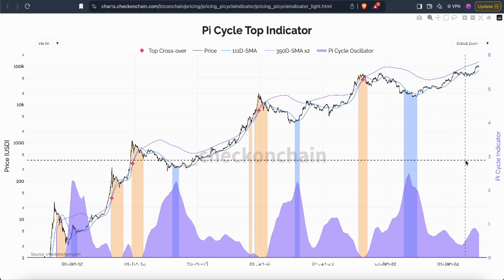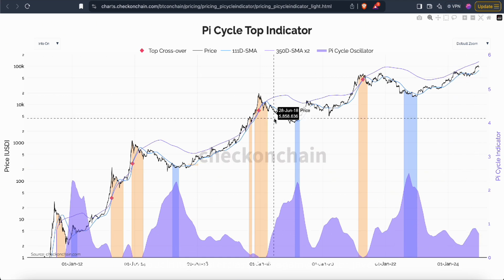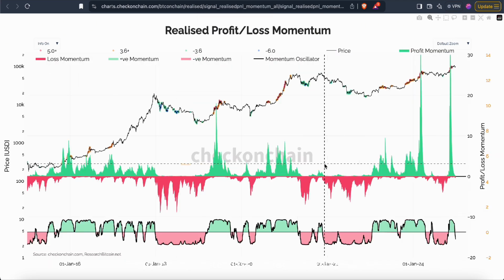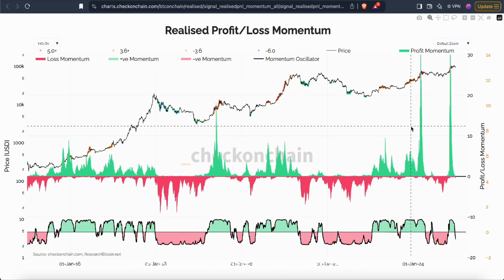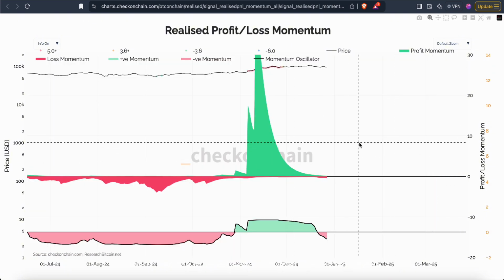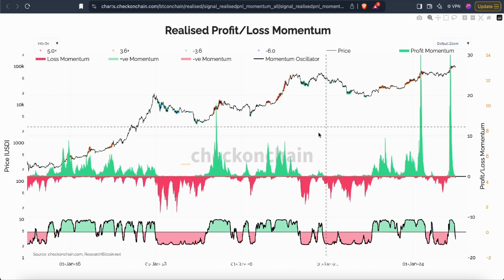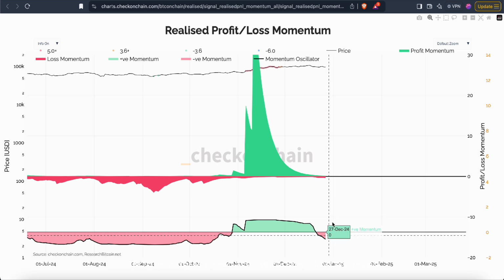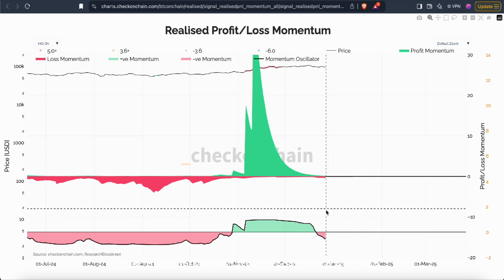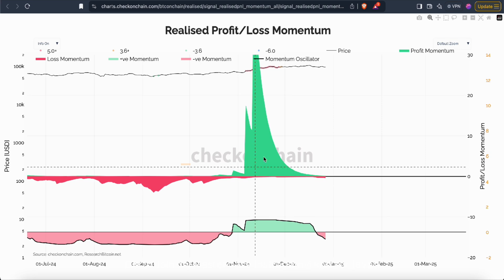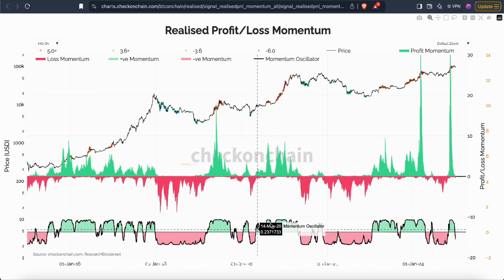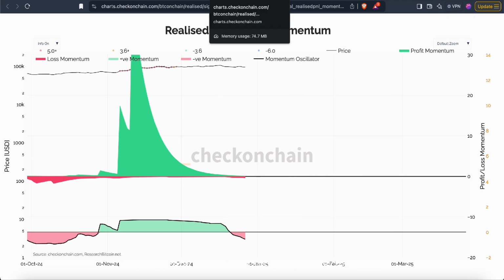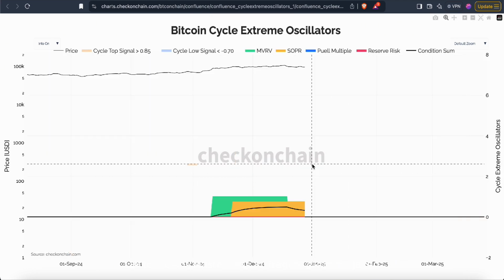Then the Pi Cycle Top indicator, which is a very long-term indicator. There is not a single indicator that indicates an absolute cycle top. So we are just suffering through this consolidation. This is all about survival in the current moment. Realized profit and loss momentum is also starting to move sideways, which is going to indicate that the downside is... I would not give any statements on the downside, by the way, because I still believe there is going to be further downside.